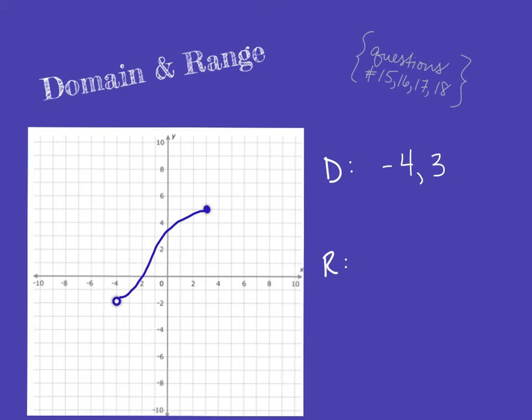Again, looking left to right. Now, we can't hit negative 4, it's open, but we can hit 3, it's closed. So that's why we have the open parentheses and the closed brackets. The range is the same idea, except we want to look down to up. It's the y direction for range. The lowest y value that we take on, well, almost, is negative 2. And the tallest, the highest one, is 5. So we're going to go from negative 2 up to 5. And again, we're not quite hitting negative 2. It's open, but we are hitting 5. It's closed.